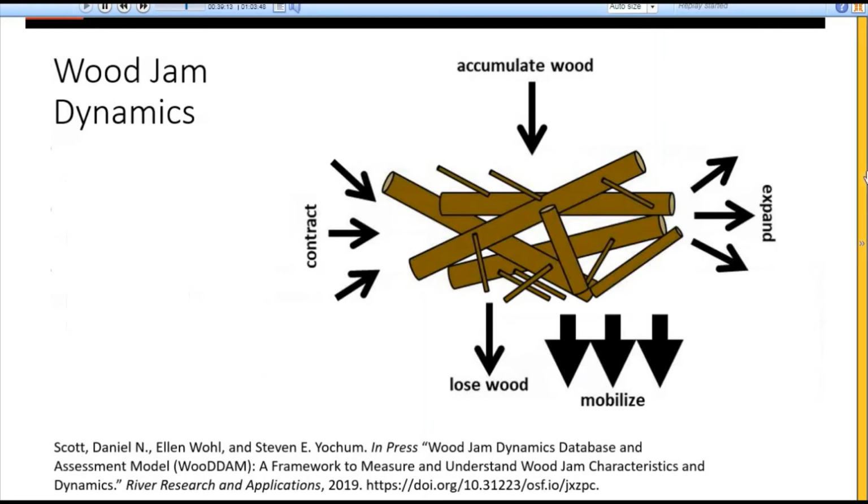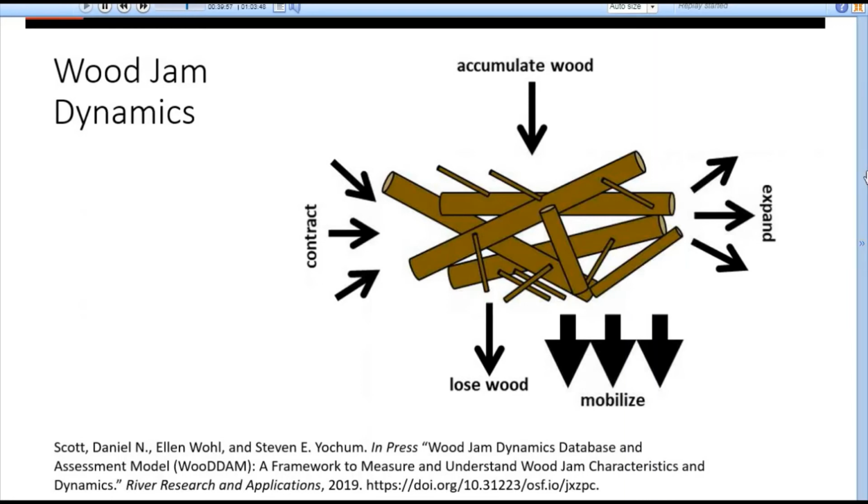So I'm going to transition to presenting some work I'm currently doing on wood jam dynamics, thinking about how wood jams change through time in rivers. I like to use this conceptual diagram to talk about this. This is a wood jam, and these arrows summarize all the possible ways that this wood jam can change, and the things we need to take into account when we put wood jams in rivers. Wood jams can accumulate wood from upstream, they can rack wood, they can lose individual pieces, letting those pieces potentially mobilize downstream. They can expand and contract, changing their porosity and permeability, and hence their interaction with the flow. And of course, they can mobilize downstream.